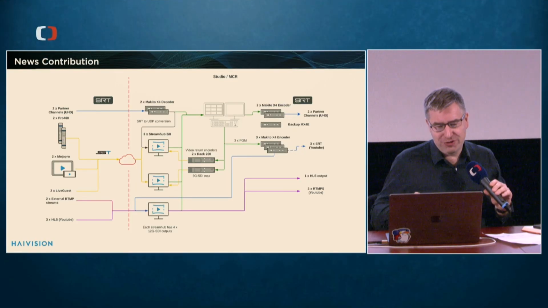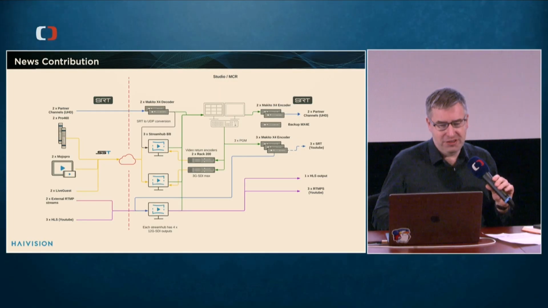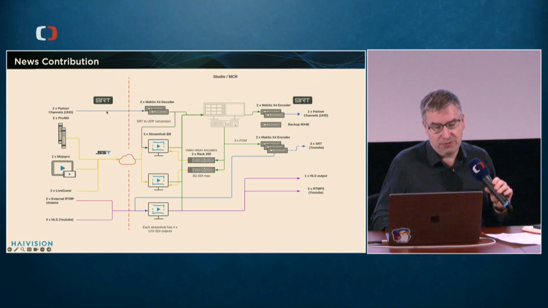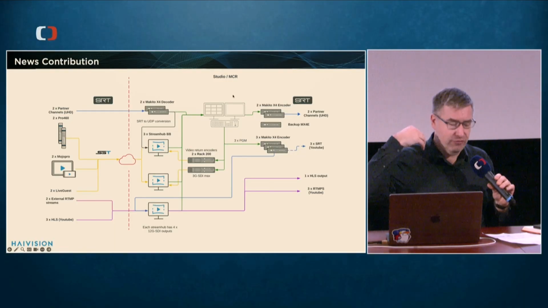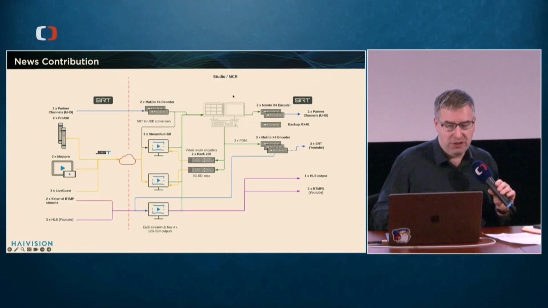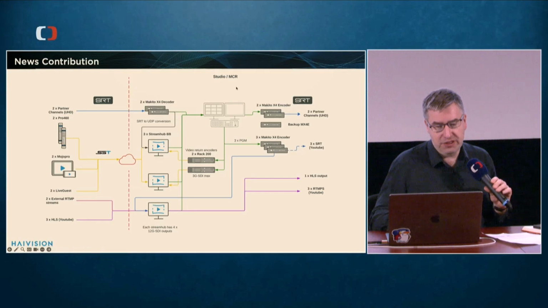So of course, everything is 4 times more heavy. The channel density is much less. You just need much more equipment everywhere. So in the end, it's a combination of Makito decoders for receiving some external feeds, same way using Makito encoders for distributing those same feeds or the production feeds out over SRT.